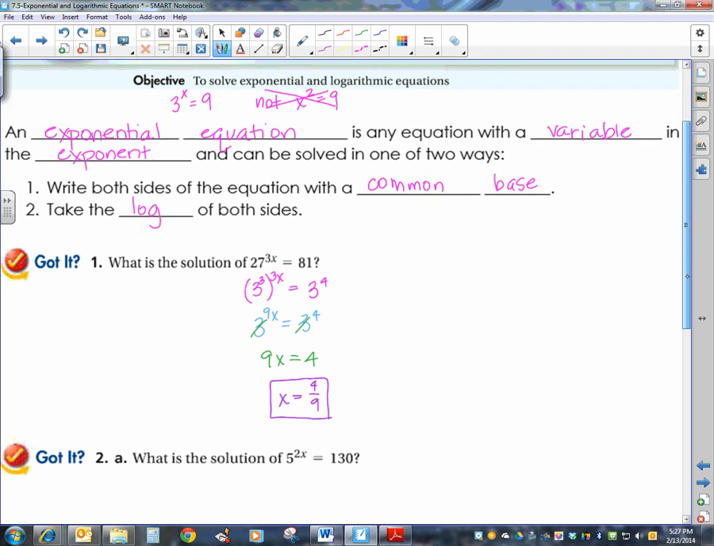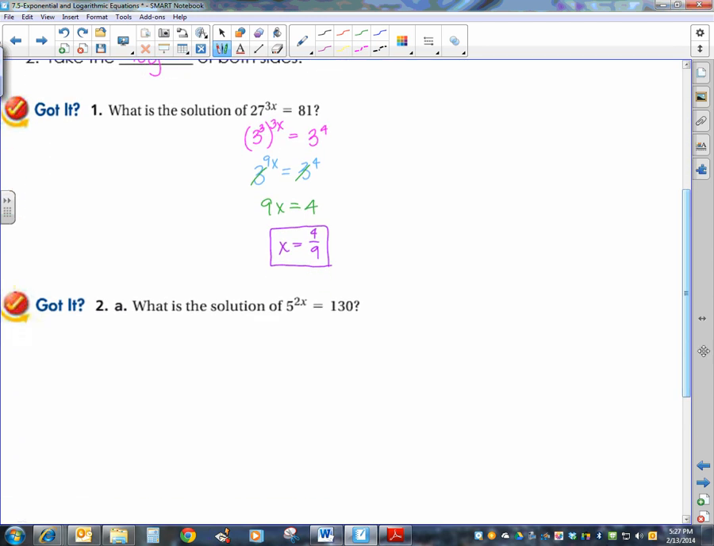Okay, let's try the next one. What is the solution of 5 to the 2x equal to 130? All right, that's already a base of 5. Can we write 130 as a base of 5? Okay, we cannot. So in this case, there is no common base. If there's no common base that you can write both sides of your equation in, then that means that you're going to take the log of both sides.